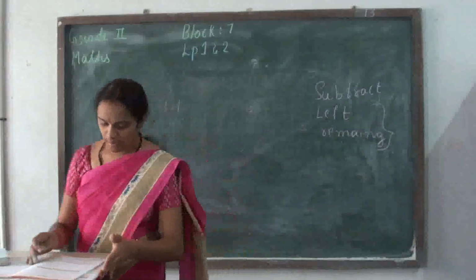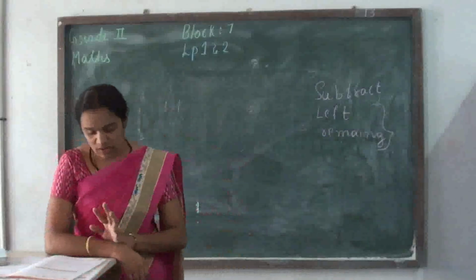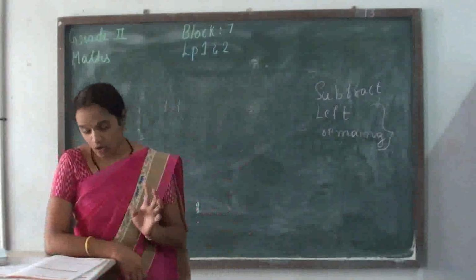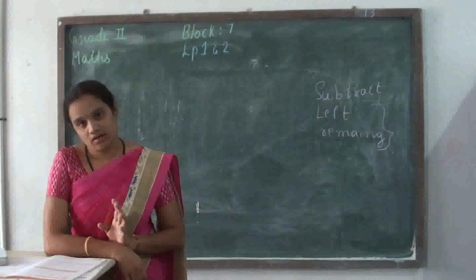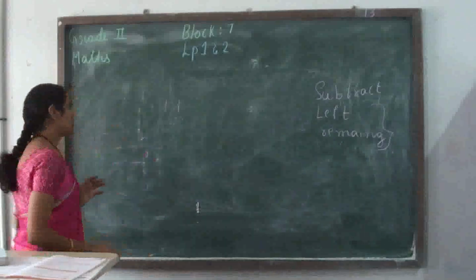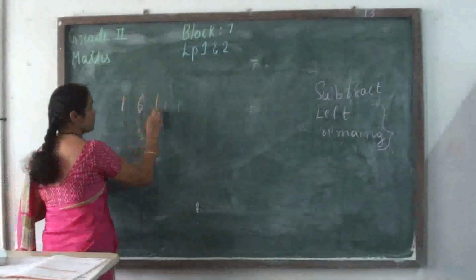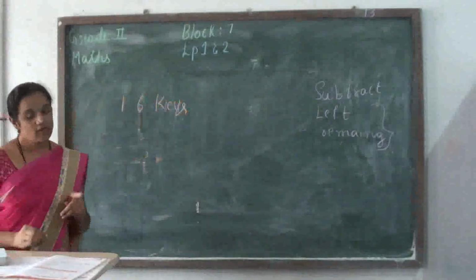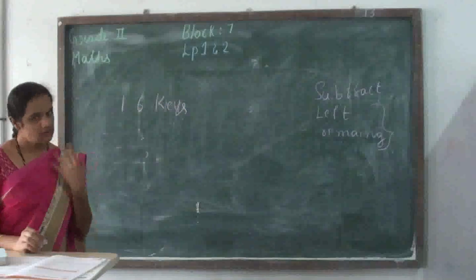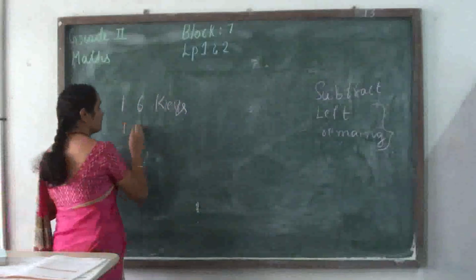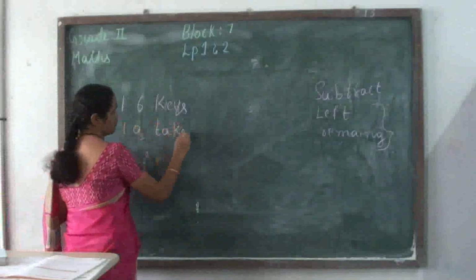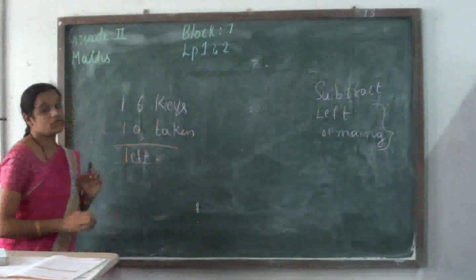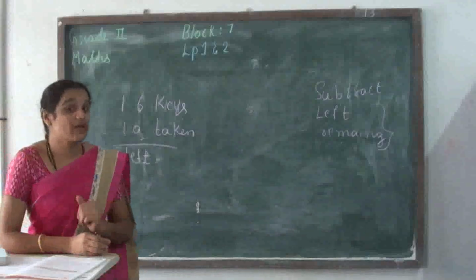Here also see, there were 16 keys on a key ring and 10 keys were taken away. Okay, how many keys were left on the ring? So, there was a ring, in that there were 16 keys. In that 10 keys were taken. So, what is left? What is left with you now? You have to subtract here.